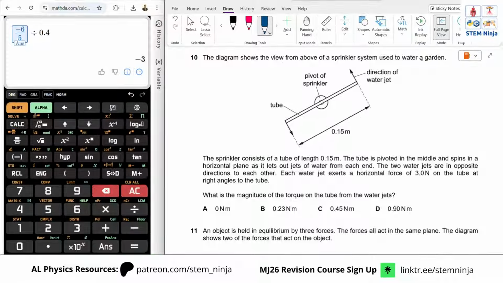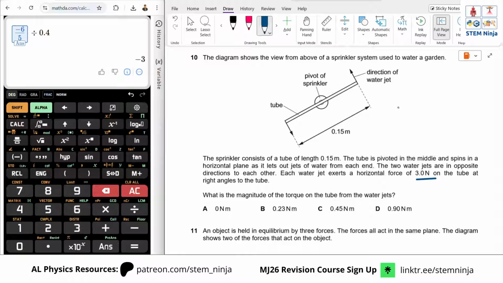The two water jets are in opposite directions to each other. Each water jet exerts a horizontal force of 3 Newton on the tube at right angles to the tube. What is the magnitude of the torque on the tube from the water jet?